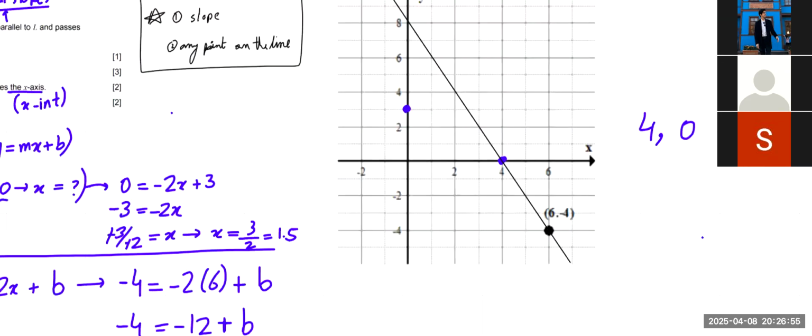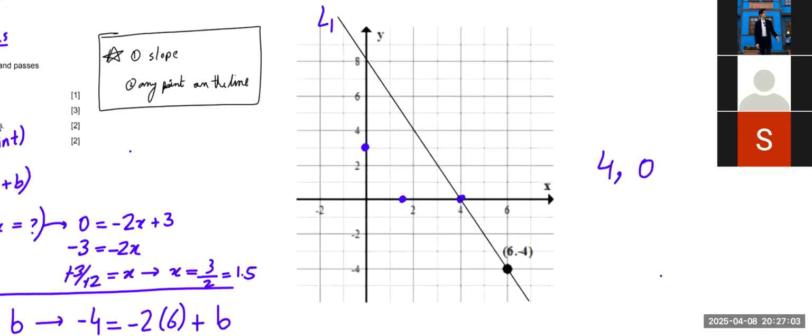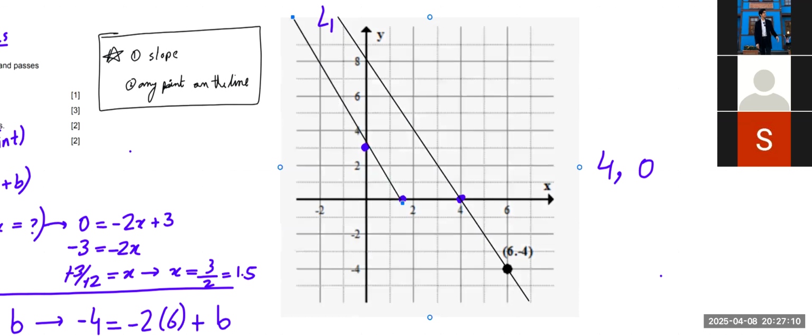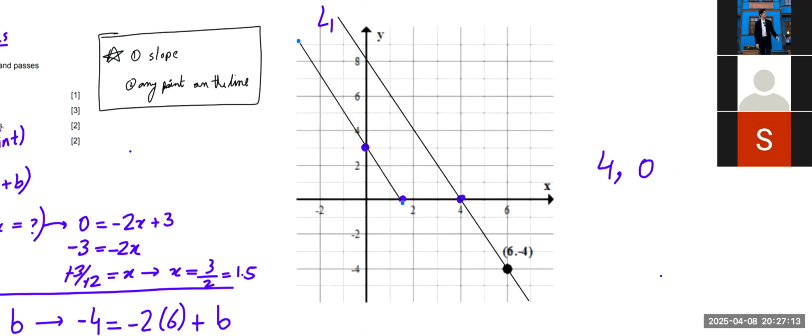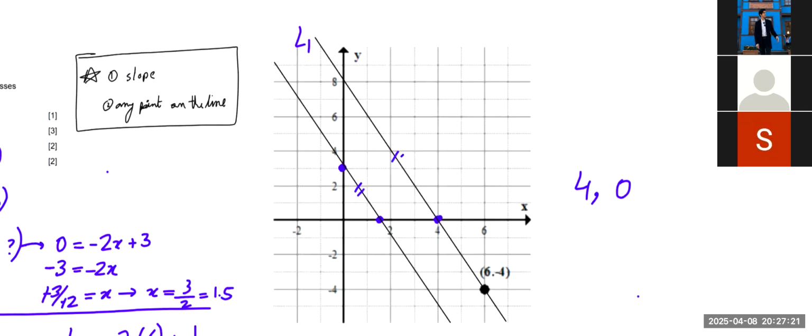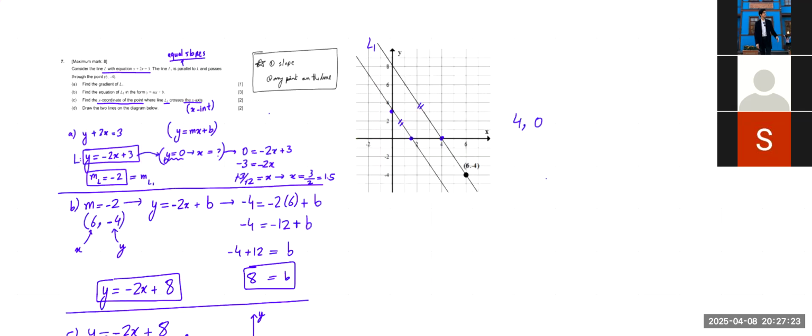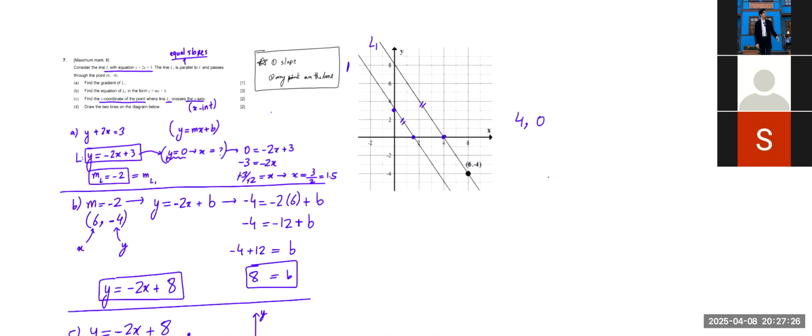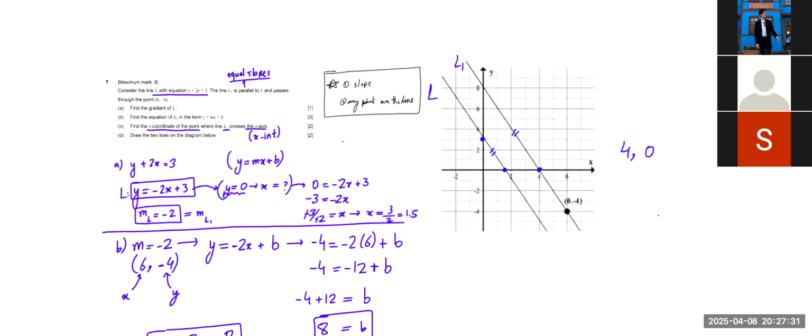So where is 1.5? This is 1. So 1.5 would be somewhere here, which means that the other line looks like this. Oops. Of course, it goes on forever. Like that, and like that. Okay. As you can see, they even appear parallel. So my drawing skills are not too bad after all. So this other line is L. Okay. And that is the end of this question. So does anybody have any questions about this?